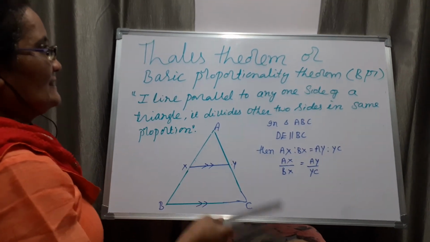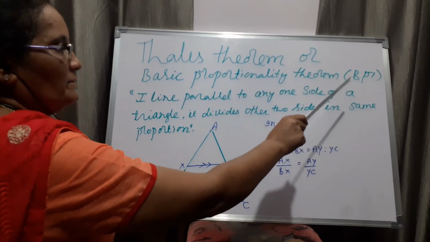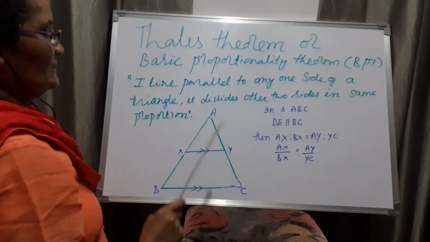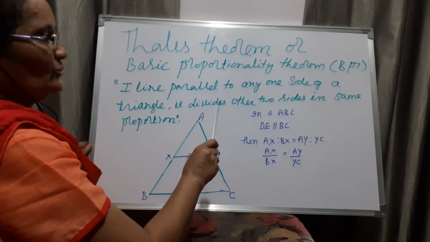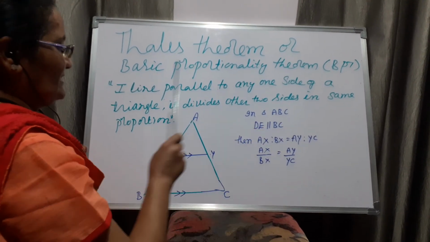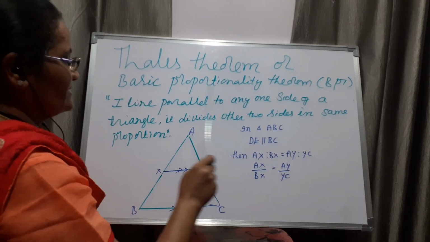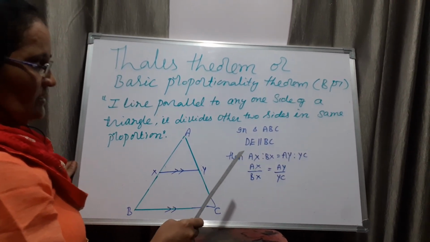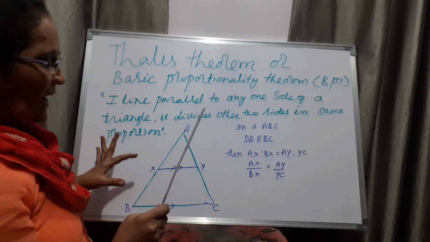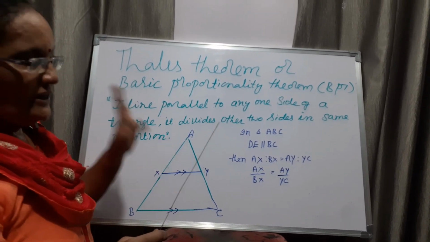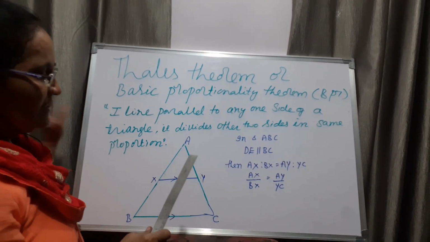Now, the Thales theorem, or basic proportionality theorem, or BPT theorem, is the short form of that. Listen. A line parallel to any one side of a triangle divides the other two sides in the same proportion. See here, for the Thales theorem, parallel lines are there, no? They are very important. Without parallel lines, we cannot apply the basic proportionality theorem.